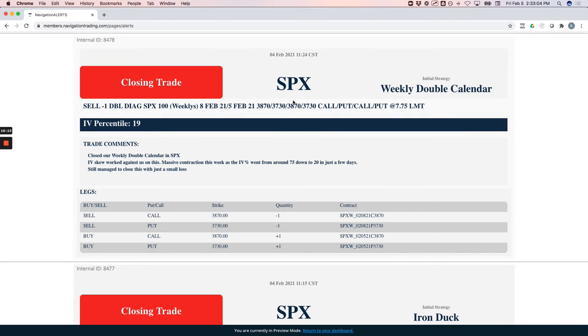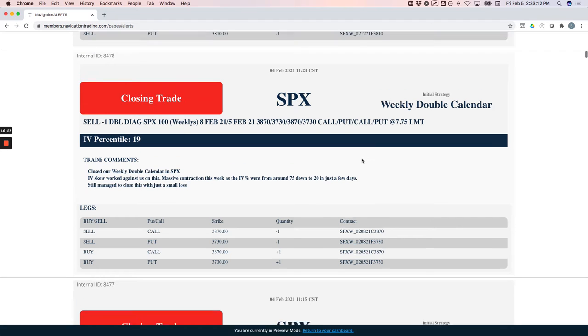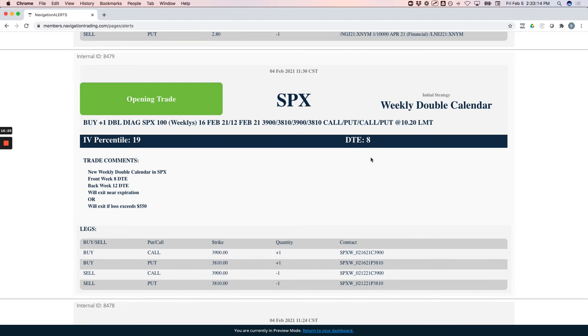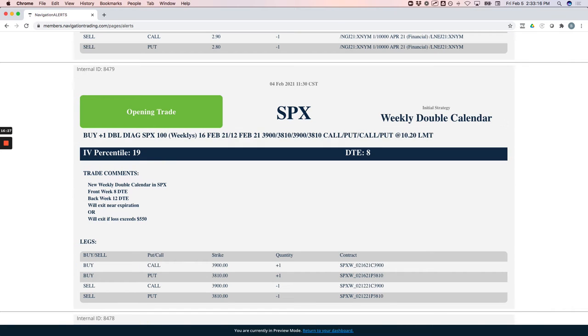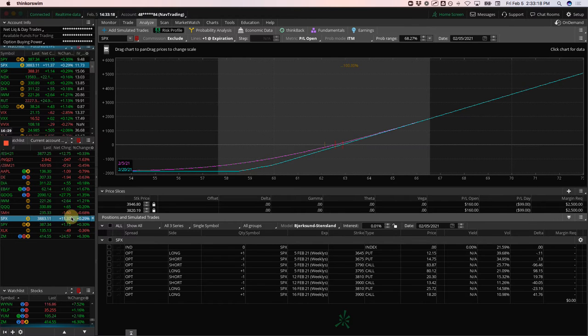SPX weekly double calendar, close this one out. Did take a small loss on this due to that massive implied volatility contraction, but not too bad at all. And then we opened another SPX weekly double calendar. So let's take a look at that one. We still have that on.